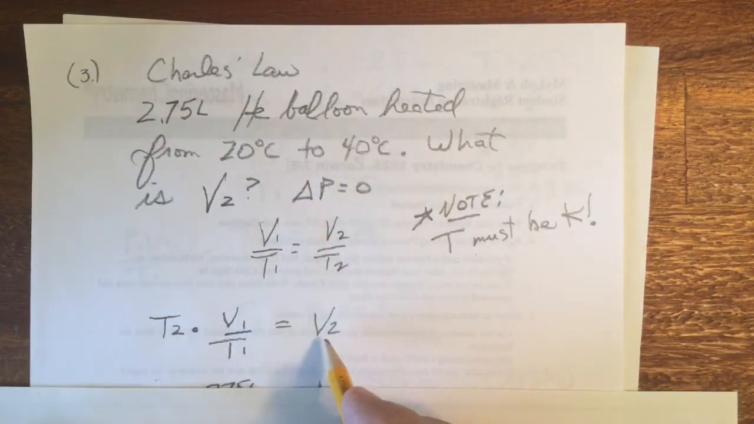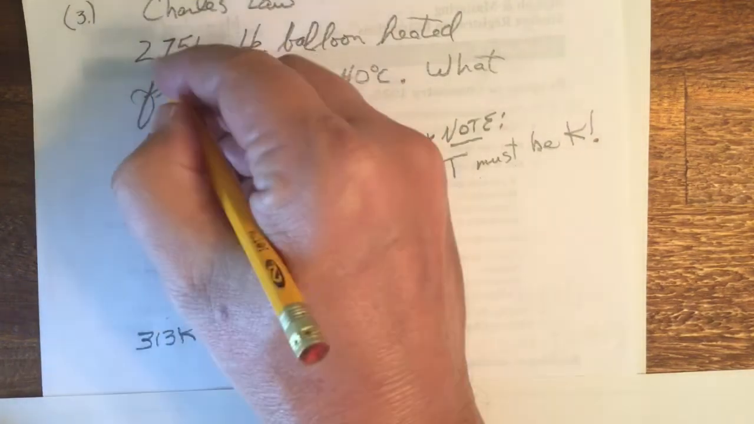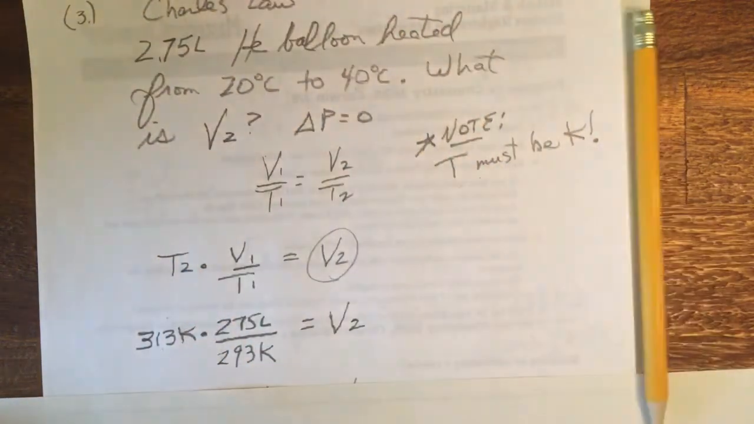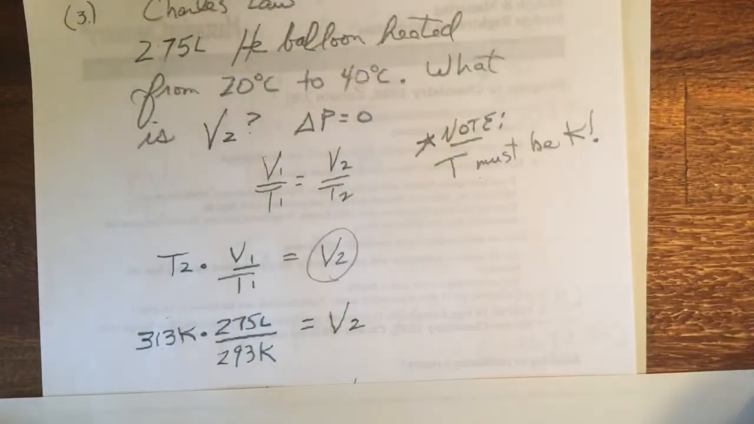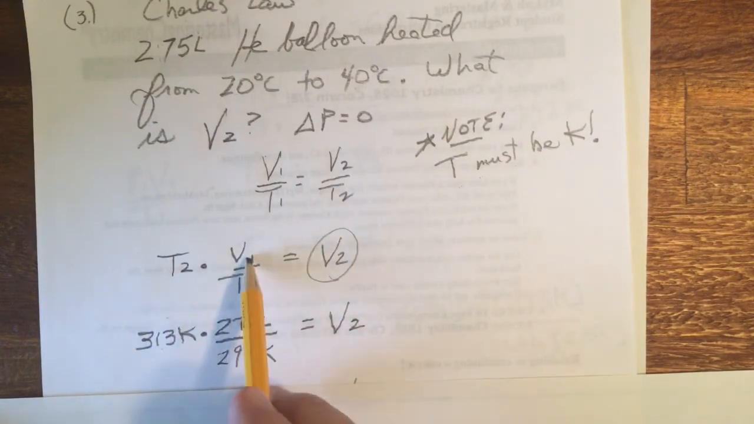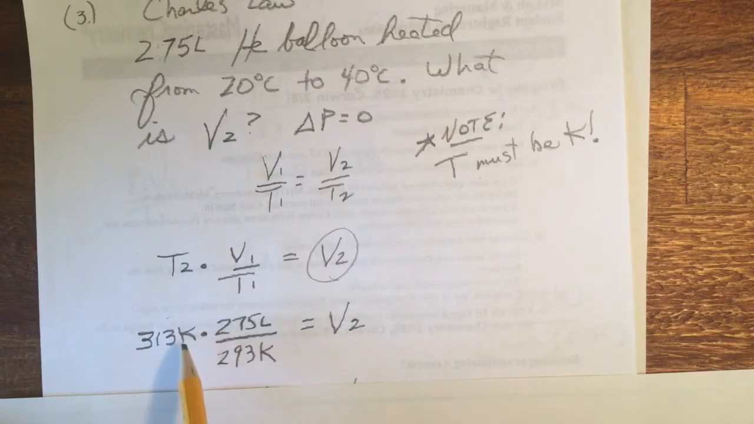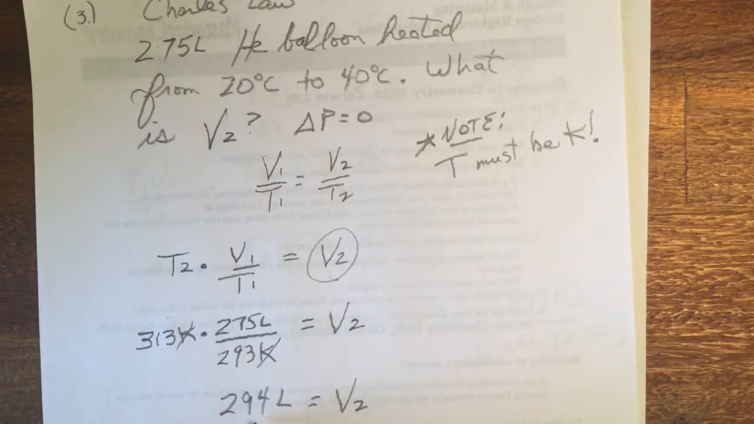We rearrange and solve for V2. V2 becomes T2, which is 313, times V1, 275. I'm sorry, that was 275, not 2.75. My initial volume was 275 liters. Back to my equation here: T2 times V1 over T1, 313 Kelvin times 275 liters divided by 293 Kelvin. You see how the units of temperature in Kelvin cancel appropriately. This is going to give me V2 in liters, and my answer is 294 liters.